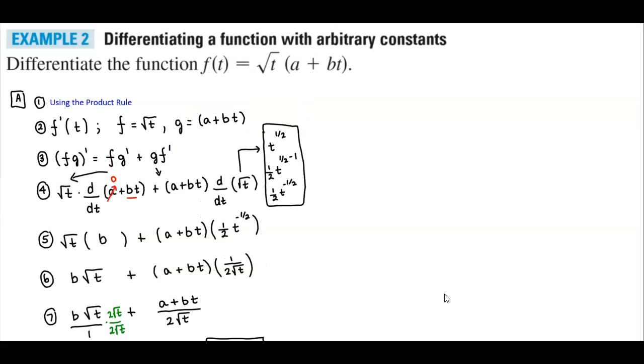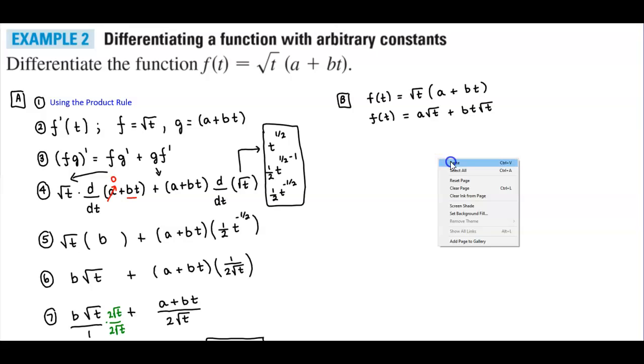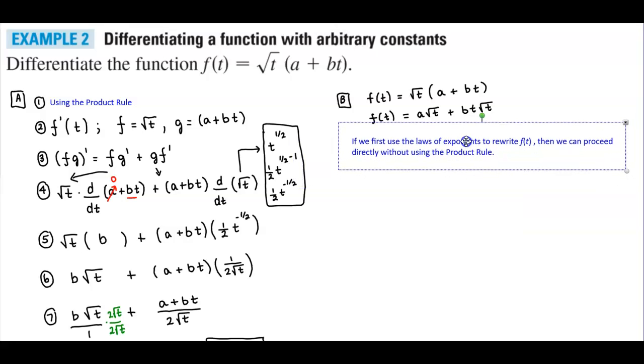So now let's take a look at another way that we can solve this problem. Okay, so what we can do first is if we look at the function f of t, we have the square root of t, and we're going to distribute it to both of those two terms, then what we end up getting is a times the square root of t plus bt times the square root of t. Okay, so this is what we do at the beginning, all right?